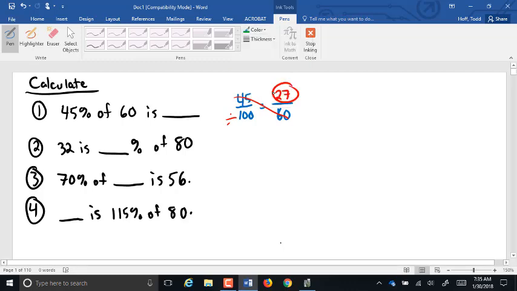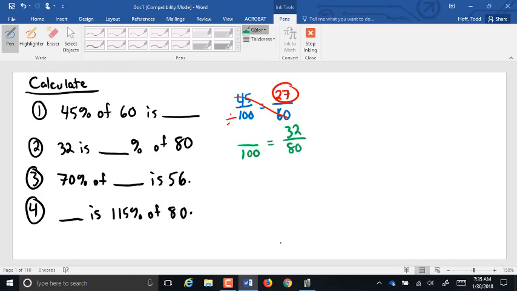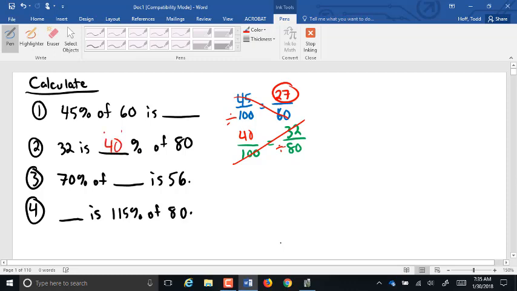Number two, we're missing the percent, so it's blank over 100. We've got the 32 and 80. Which one goes on top? 32 over 80. Cross, multiply, and divide, we get 40. That is 40%.